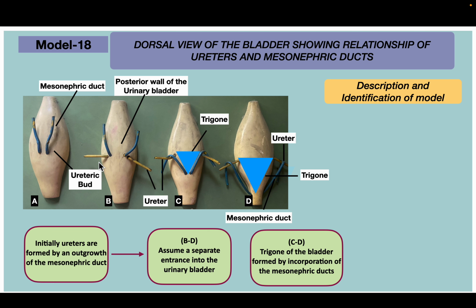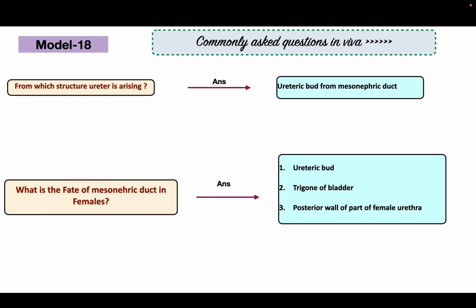So in first model this ureteric bud is basically missing. So here the ureteric bud should be there. So you can see the stump of that portion. Now initially ureters are formed by an outgrowth of the mesonephric duct in this region. Then assume a separate entrance into the urinary bladder. Then trigone of the bladder is formed by incorporation of the mesonephric duct. So that is how the stages are happening and how they are related with each other.